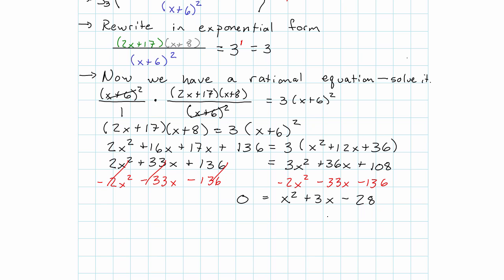Okay, let's see if we can solve this by factoring. We have a quadratic with leading coefficient 1, so we can use the shortcut. We need two numbers whose product is negative 28 and whose sum is positive 3. Well, I think that's going to be positive 7 and negative 4. So we get the solutions x equals negative 7 or x equals 4.